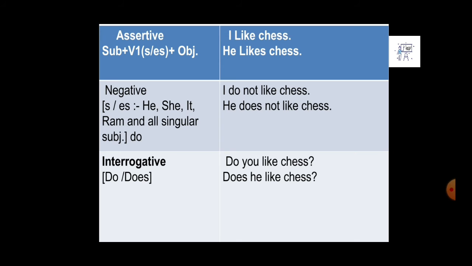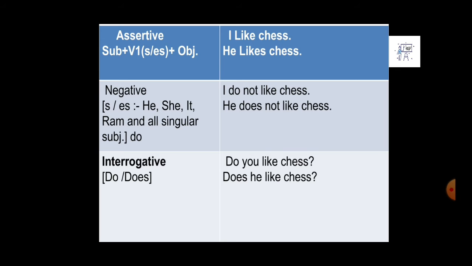Now we will see other examples, but before that, the very important thing that you should know, in the assertive sentences. What are assertive sentences? Simple sentences. The structure is basically known as subject, first form of the verb followed with s or es according to the subject.